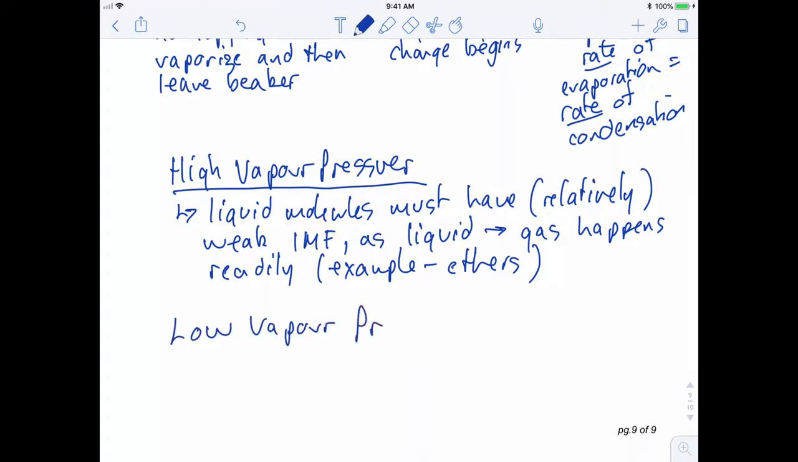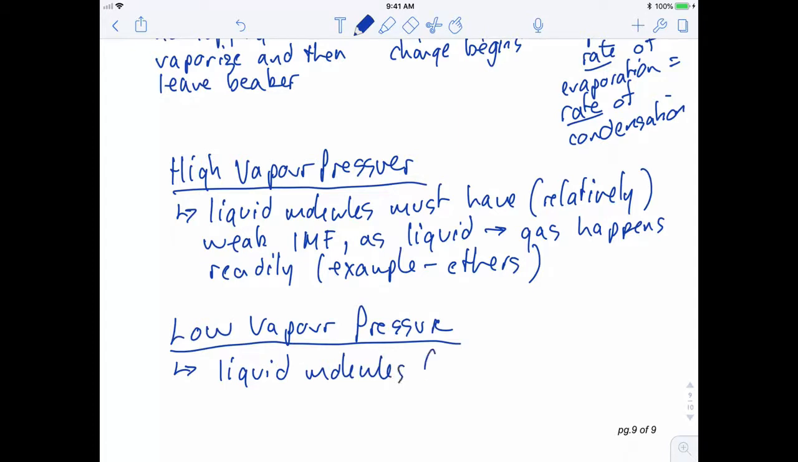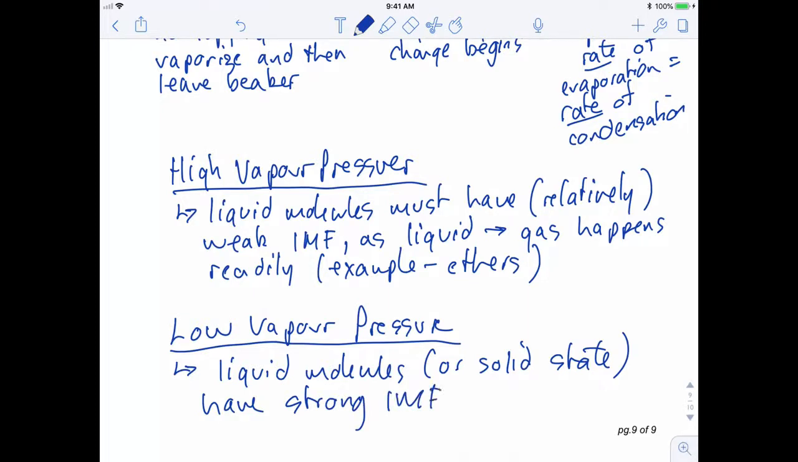So a low vapor pressure, on the other hand, is going to be caused by liquid molecules with strong intermolecular forces of attraction, strong IMFs between the liquid molecules. This could also apply to the solid state. If you think about solids, those forces of attraction between solid molecules must be quite strong. So with strong intermolecular forces, it is much more difficult for the liquid molecules to be separated.